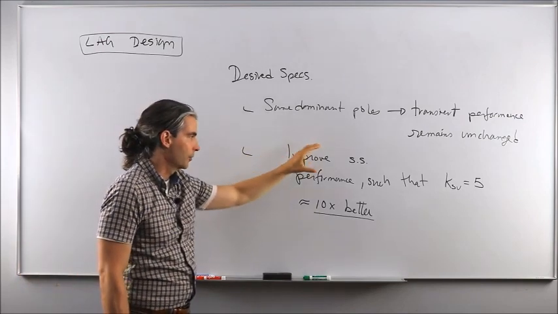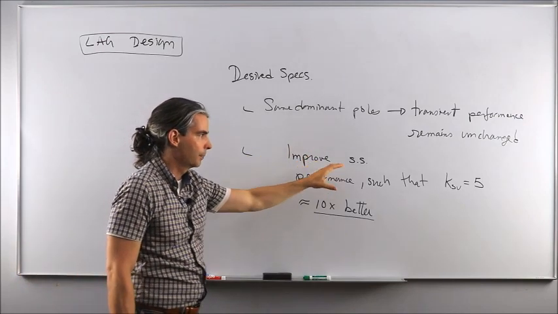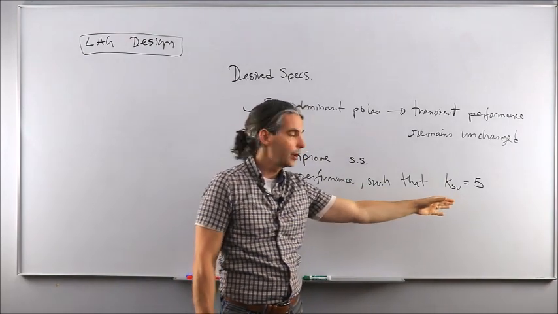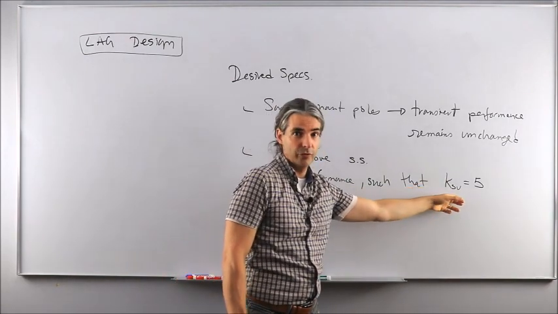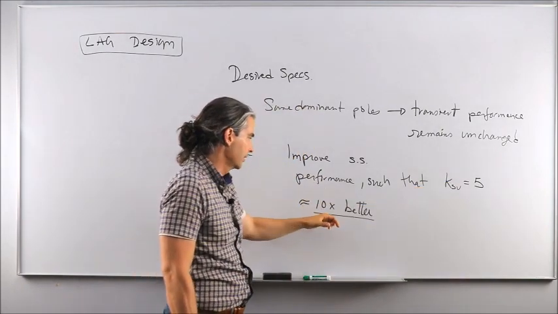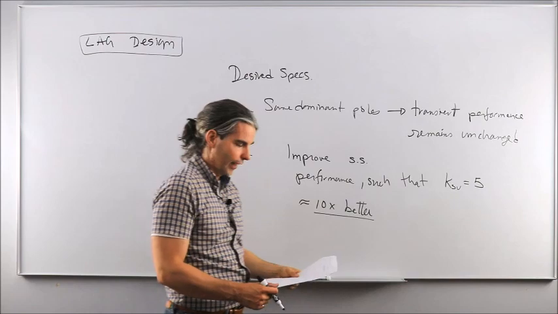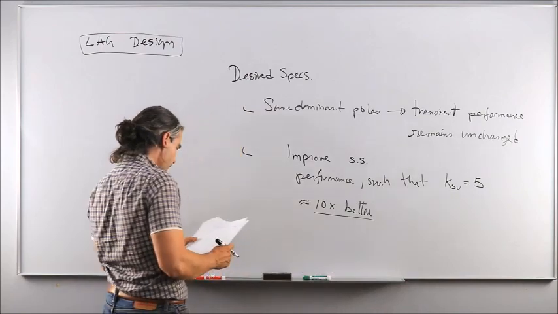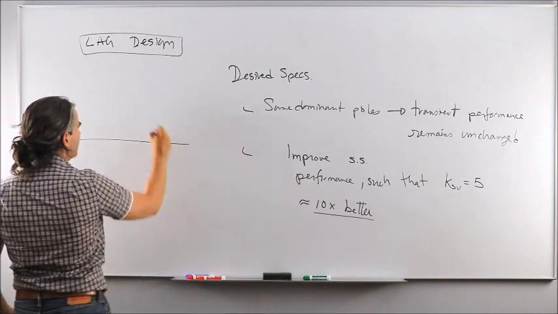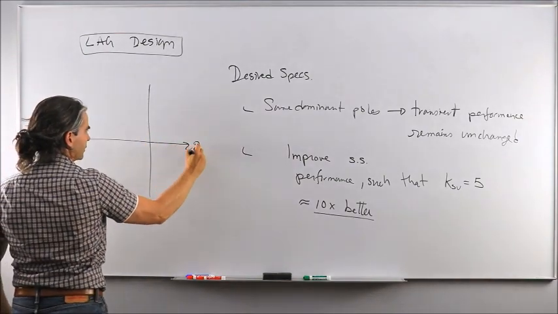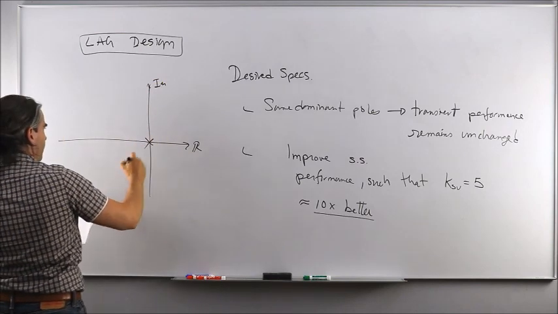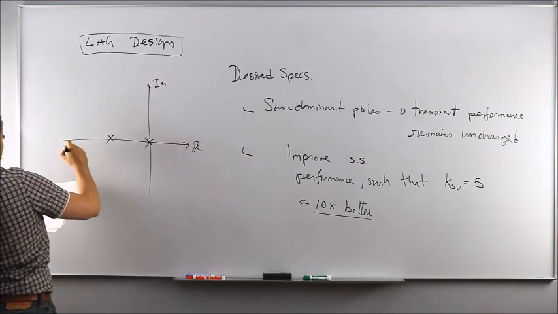Looking at the steady state performance we want to obtain compared to the one we already had: we had Kv of about 0.5, but we want Kv of 5. So we need to improve Kv, or increase it, by a factor of 10. Okay? If you were to look at the current root locus, it would look something like this. Real axis, imaginary. One pole here, another one here, another one here.